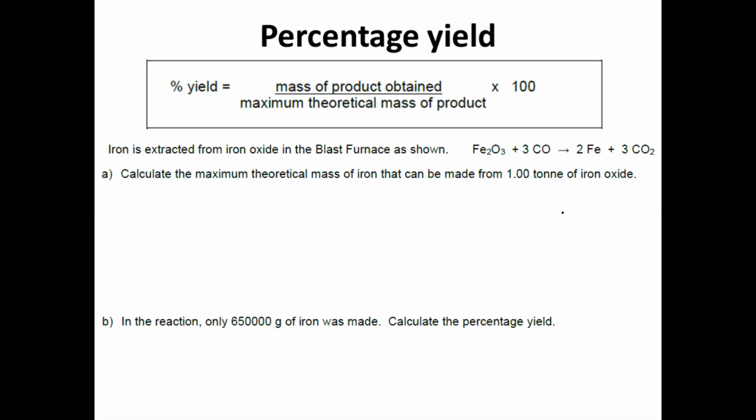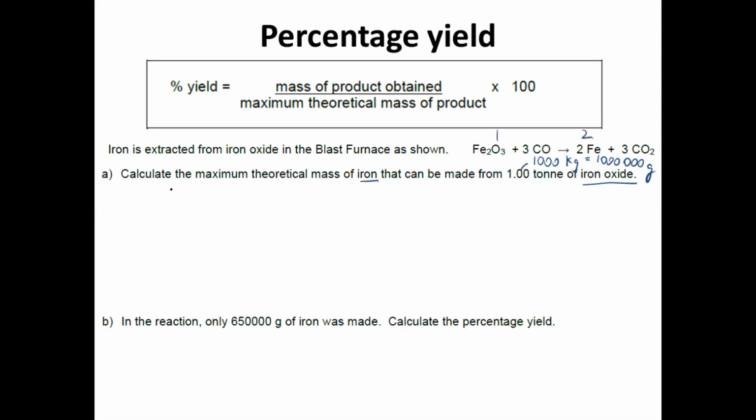So 1 ton, you need to translate that into grams. So 1 ton is 1,000 kilograms. And 1,000 kilograms is 1,000,000 grams. So 1 ton is 1,000,000 grams. Okay, so we've got iron oxide, and you need to calculate the amount of iron produced. So we know the ratio is 1 to 2.